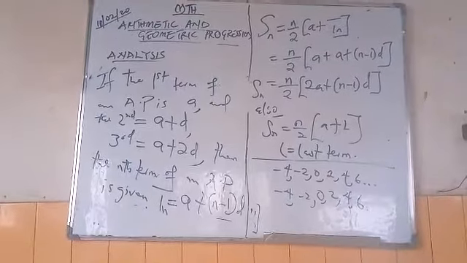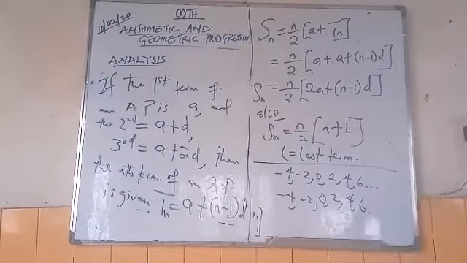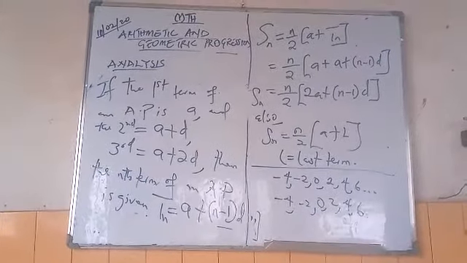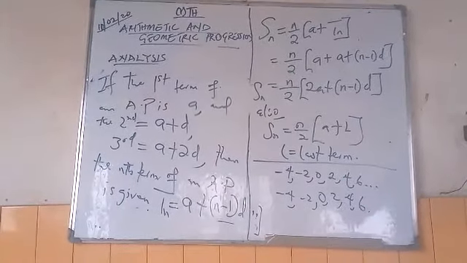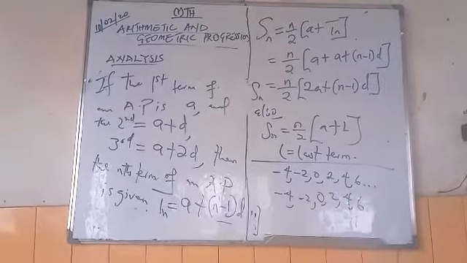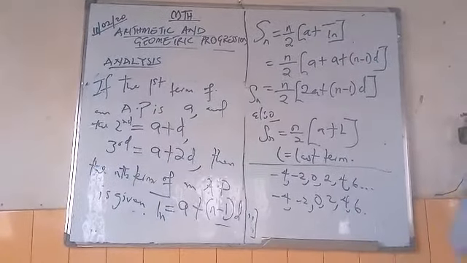A geometric progression is also an exponential sequence, which has a common ratio between its consecutive terms. That's just the difference.